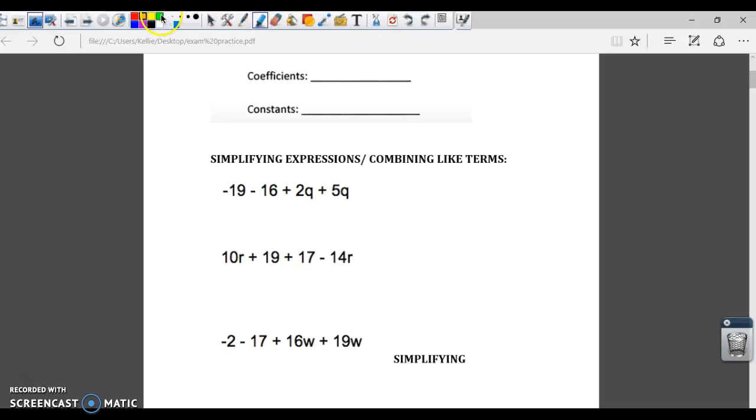So our next one, I have a 10R. Are there any other R's in here? Well, look at that. There is another R in here. It's a negative 14R. So those two can be combined.